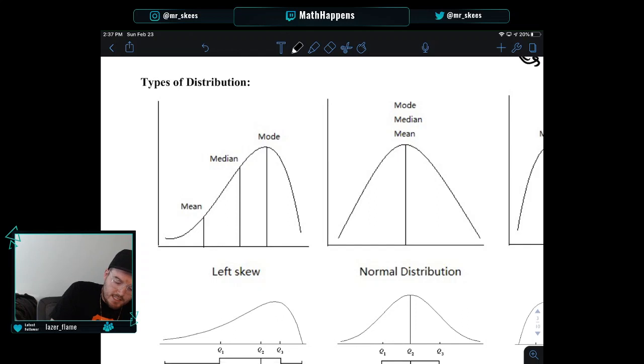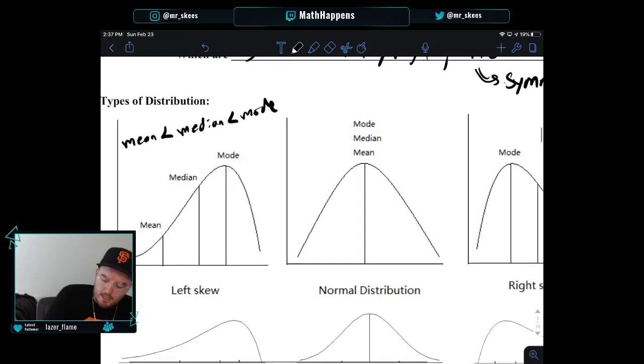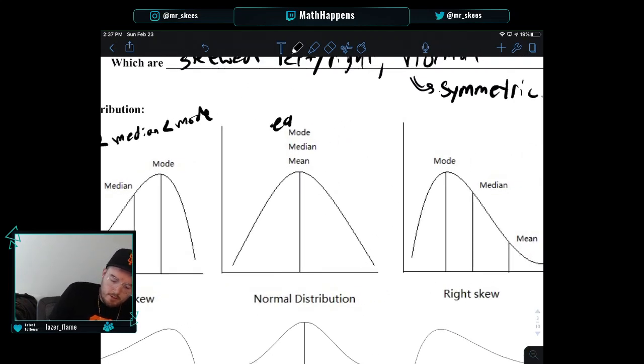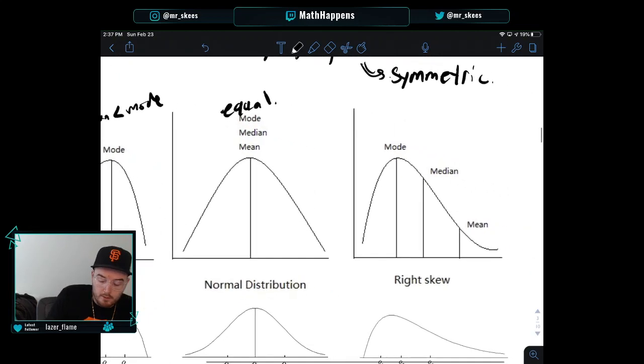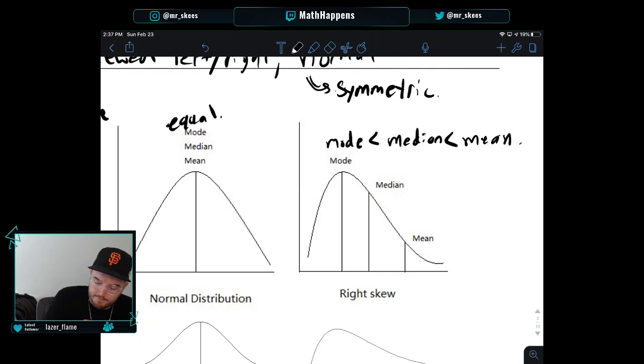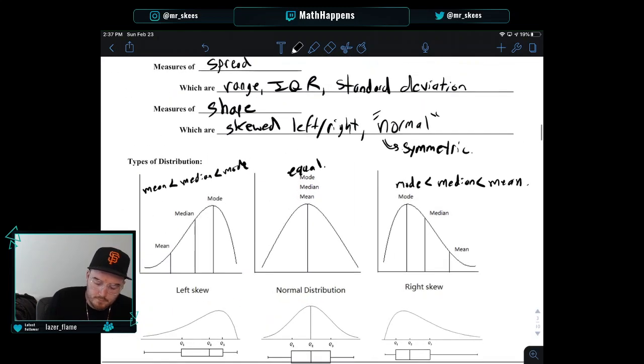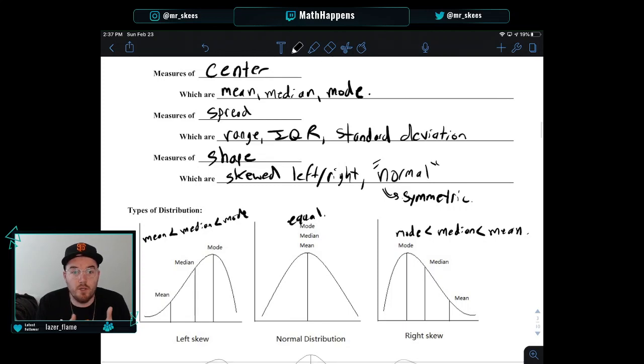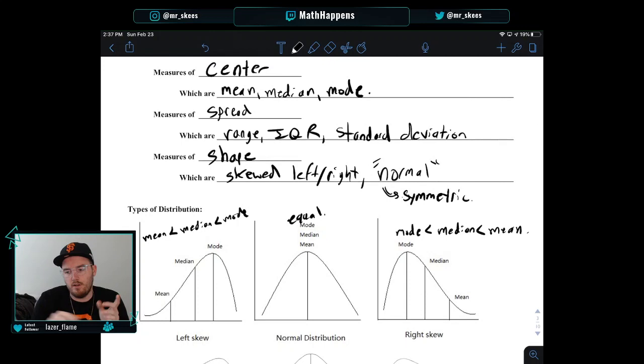And you can see here that the mean is less than the median, which is less than the mode. And here they're all equal for normal. And here the mode is less than the median, which is less than the mean. So all of these things are related to one another. The shape, the spread, and the center are all collaborating together.